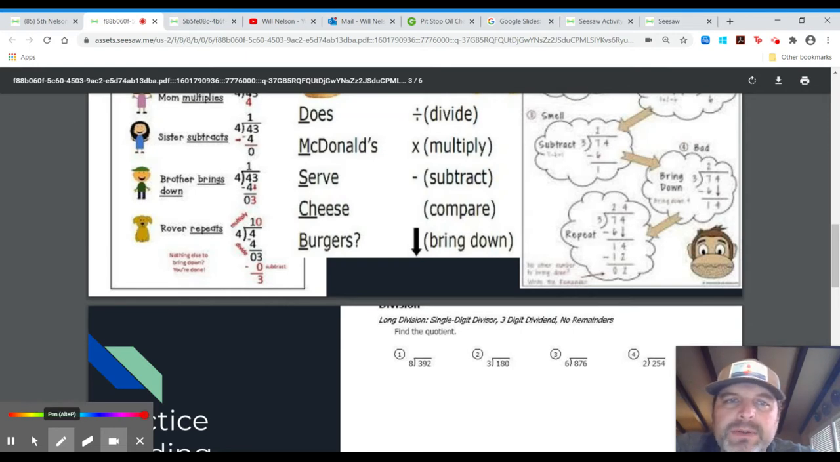So the first step is divide. Dirty monkeys smell bad. So 8 goes into 39. So 8 times what gets me really close to 39 without going over? Who can help me out here? How many 8s?